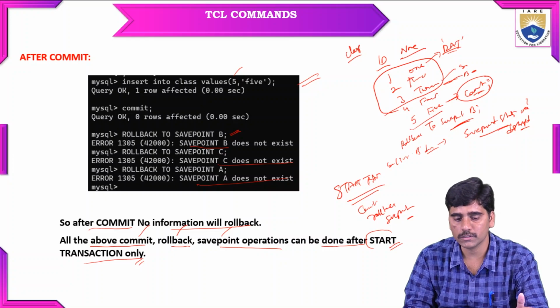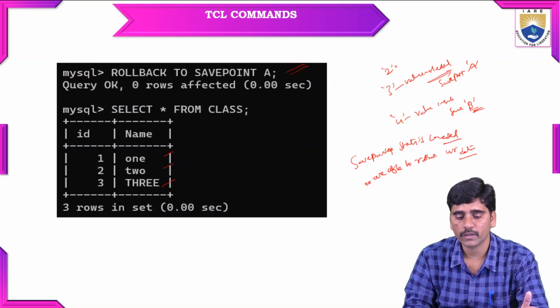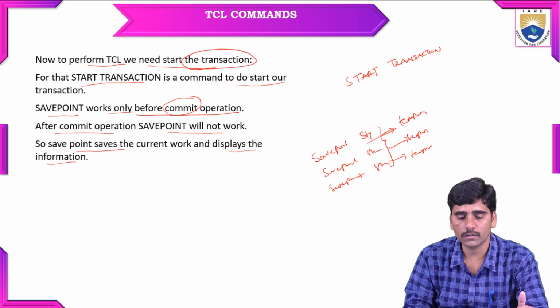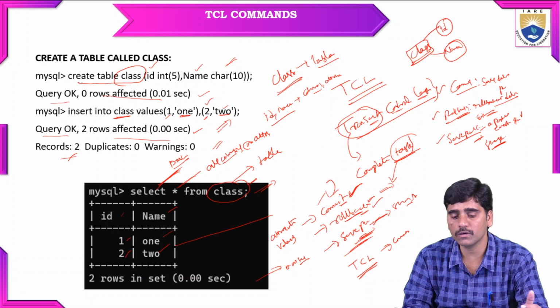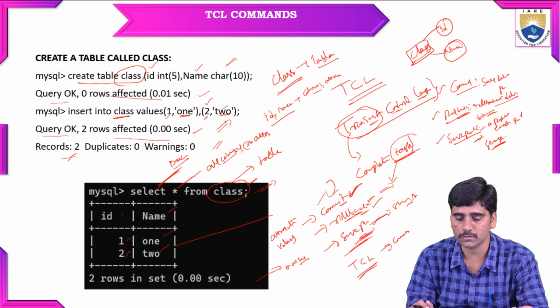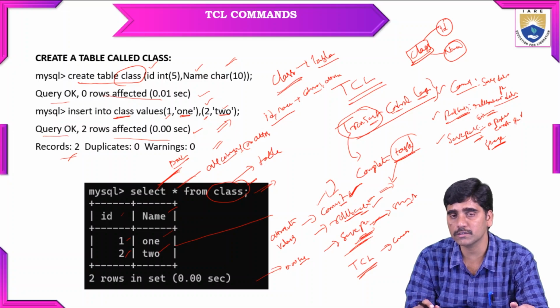So once again we revise the topic which we discussed in this session. So what is meant by TCL? TCL is nothing but Transaction Control Language. That means the commands which are used to control your operations. And a transaction is nothing but a set of operations, a set of activities that are used to complete work.